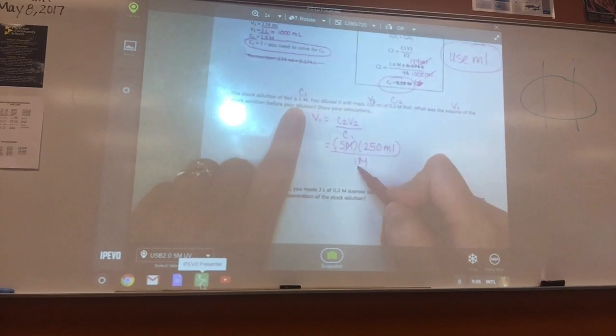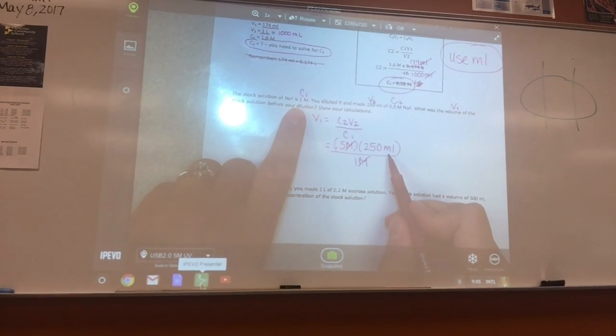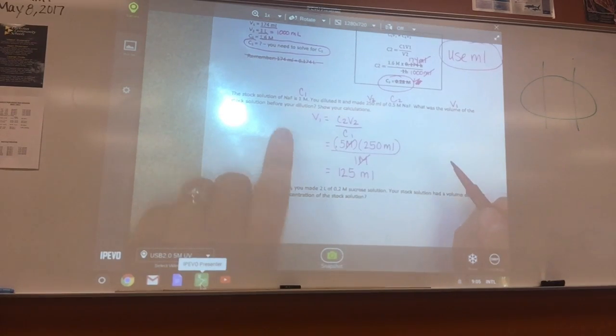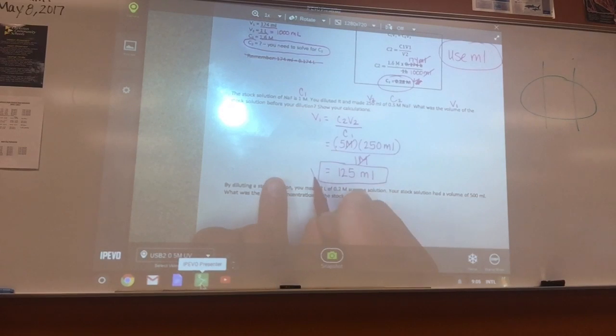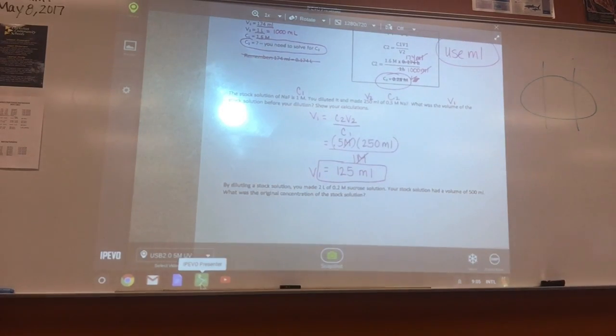The molar units cancel out. We're left with the milliliter units. And so when you do that, you get 125 milliliters. All right? So that's what V1 equals.